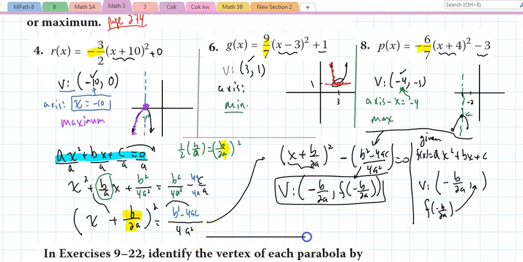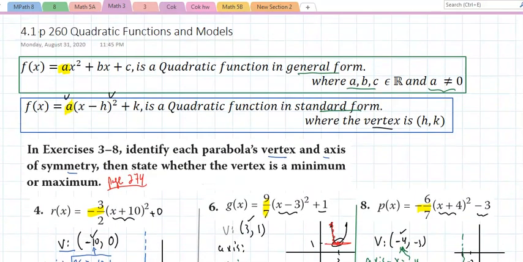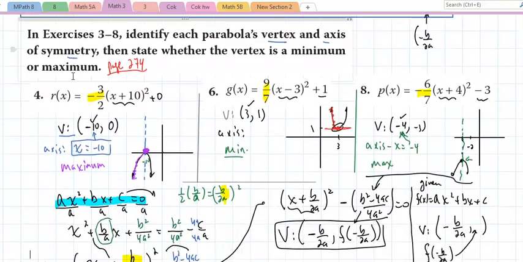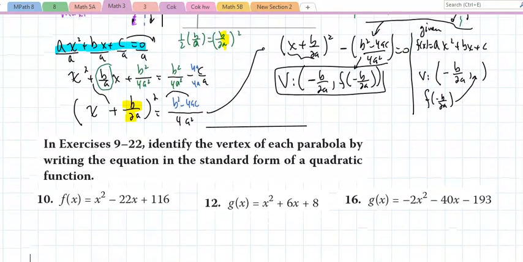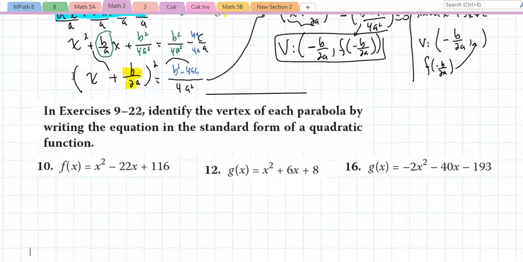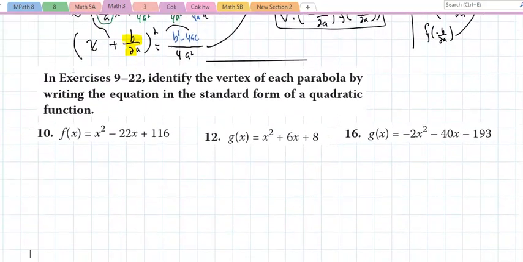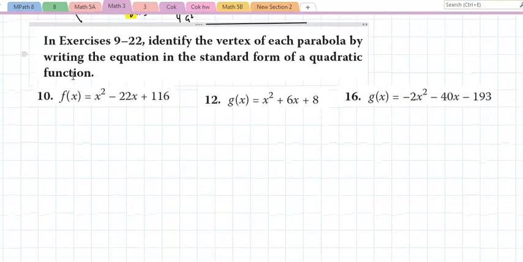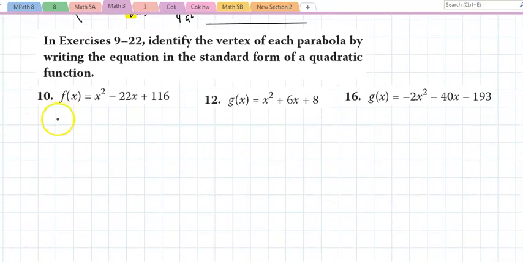So either you complete the square to go from the general form to the standard form, or you memorize the vertex is really negative b over 2a of the general form. And remember that you're going to copy what a is once you know the vertex. So if I look at the next set of problems, it says identify the vertex of each parabola by writing the equation in standard form of the quadratic function. I am going to complete the square on one of them and show you how this works.